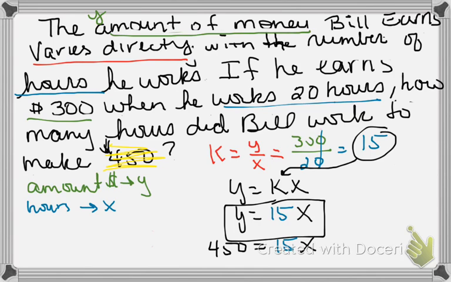Now you ask yourself, what's the variable? It's X, and what's being done to X is being multiplied by 15. I'm going to go to another page, so that I don't have to bunch it all up. So we have $450 equals 15x. And so I'm going to divide both sides by 15.